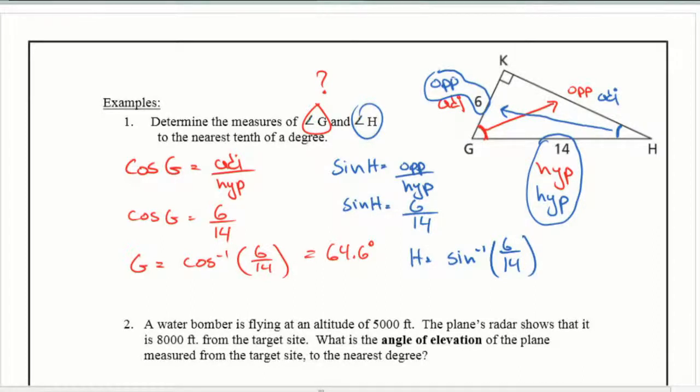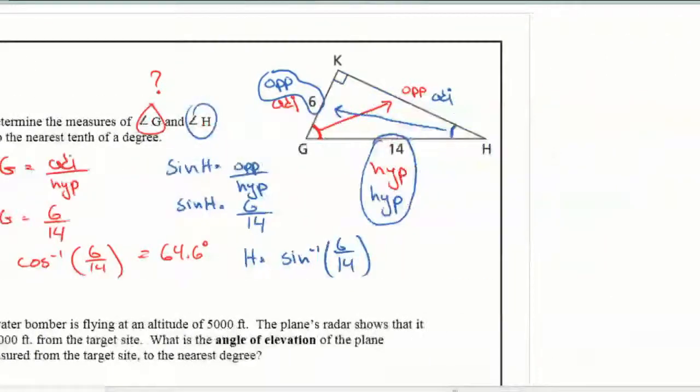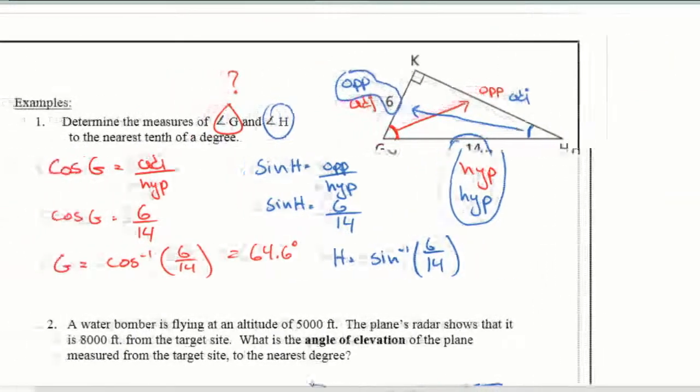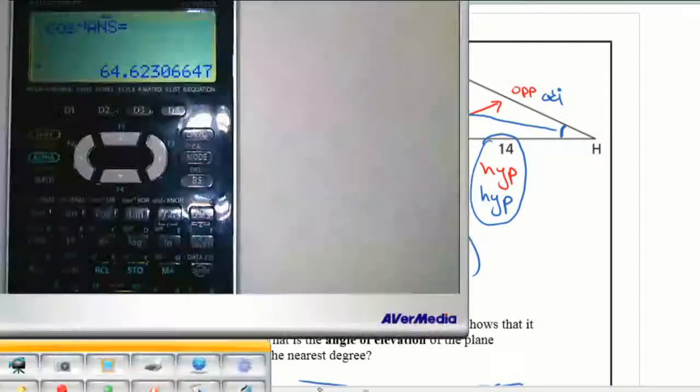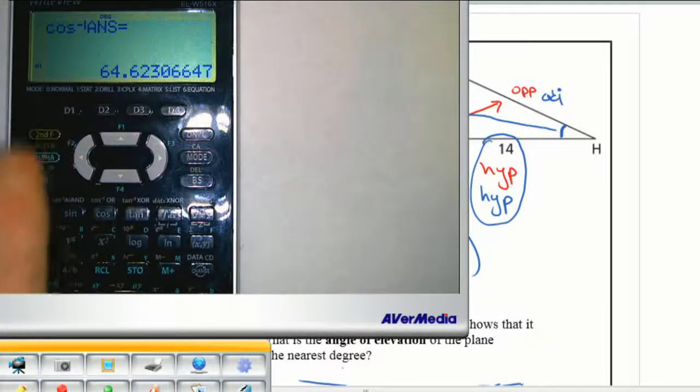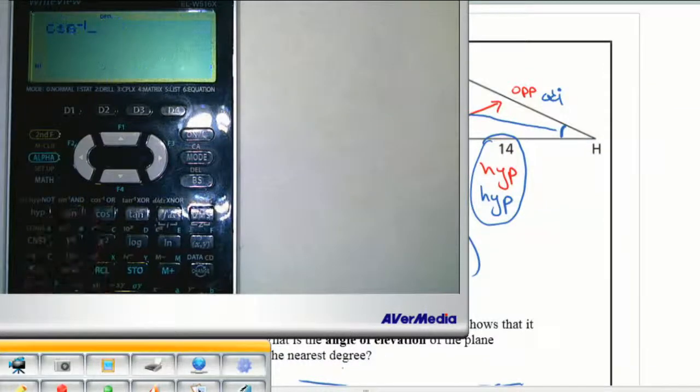Now, it kind of looks the same as what I had over here, but I'm dealing with a different trig function now. It's still 6 over 14, but now I'm dealing with the inverse sine of 6 over 14. So if I jump back to my calculator, I'm going to go inverse sine, and then put in 6 divided by 14. That's going to give me 25.4 degrees.